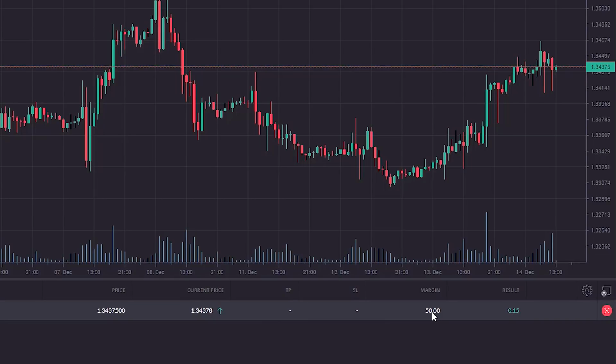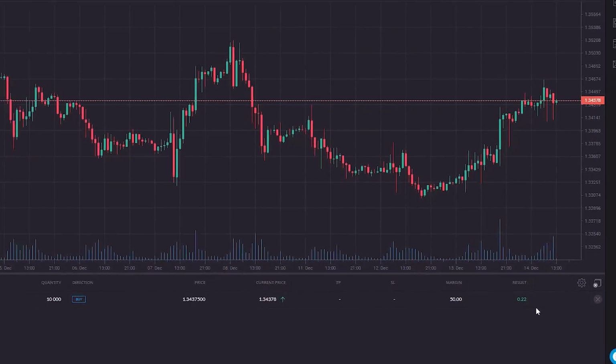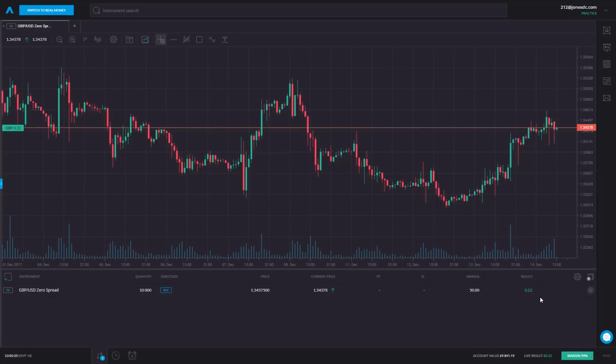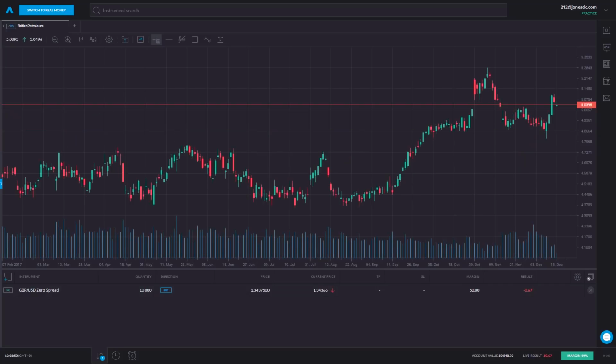If I choose to close this trade now, that £50 gets released back into my account, plus any profit, less any loss that I've made on the position. Let's do the same thing again with an individual share, just to see how this margin works. So this is the UK oil giant BP.